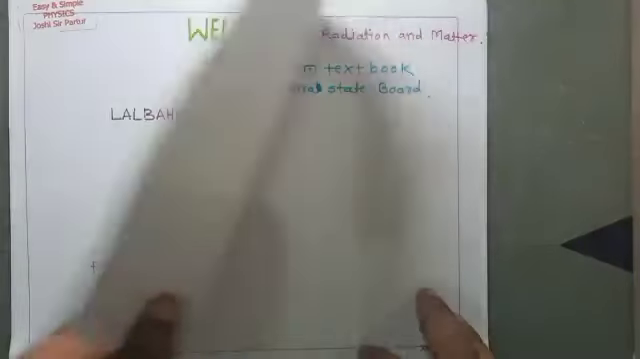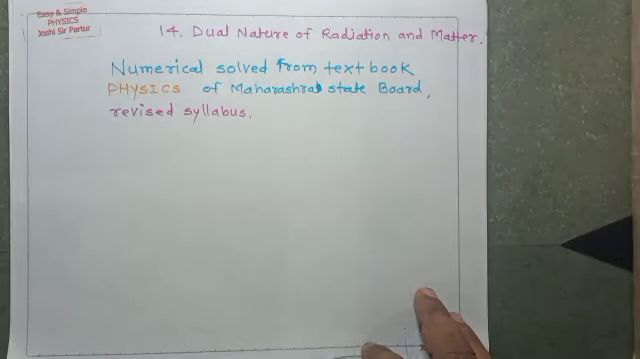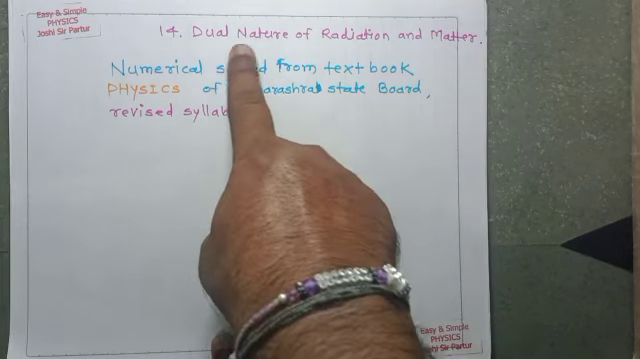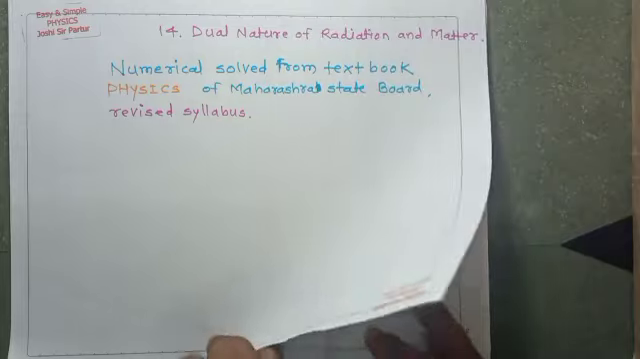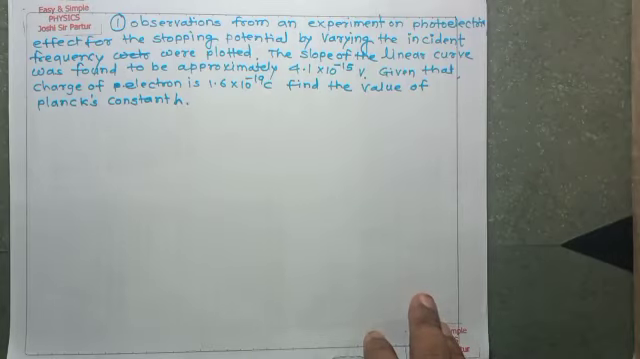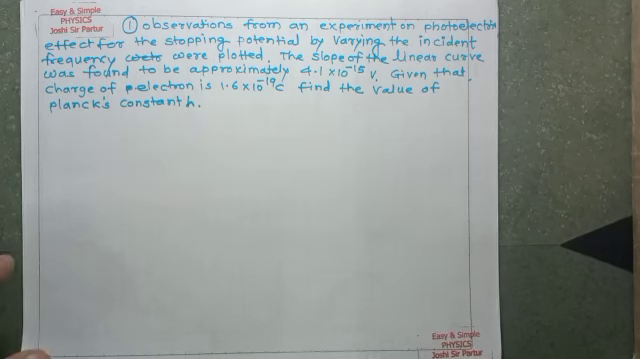Today we have to learn about chapter number 14, Dual Nature of Radiation and Matter. In this chapter we will see some numericals which are solved from the textbook of Physics of the Maharashtra State Board revised syllabus. So the first numerical we will see is this.